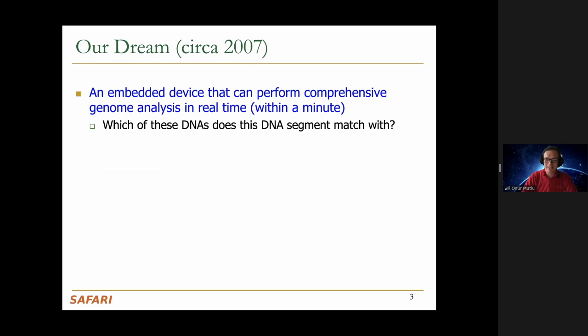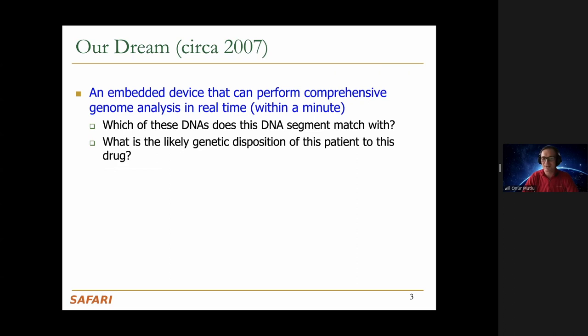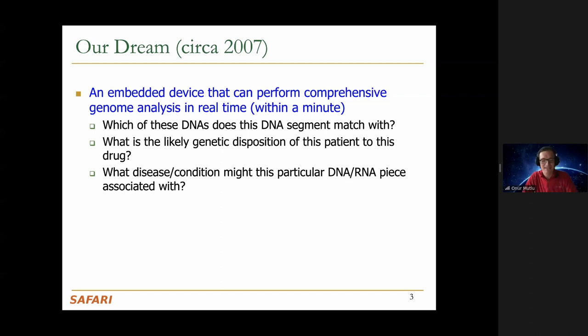Questions like this, basically. What is the likely genetic disposition of this patient to this drug so that I can potentially administer it in a very health critical moment, very quickly, without waiting for 2 days, right? What disease or condition might this particular DNA, RNA piece be associated with so that I can quickly do outbreak surveillance, for example, which is critically important today.